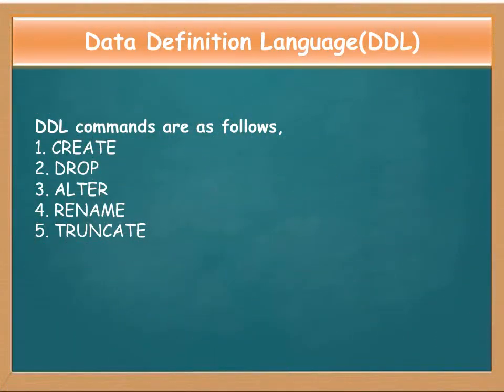Now, the different DDL commands, data definition language or data description language commands, are create, drop, alter, rename and truncate. These commands can all be used to add, remove or modify tables within a database. And each DDL command has a predefined syntax for describing the data.